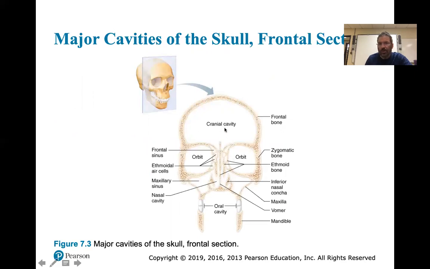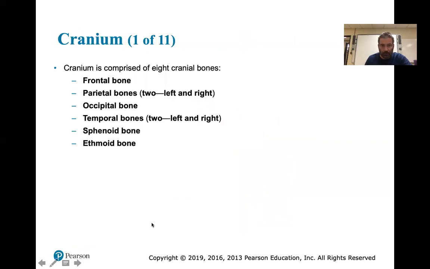So here's your cranial cavity, the orbit for the eye. You see these are bilateral, and your oral cavity. We're going to start learning all of these structures, or names of these components. The cranium is composed of 8 cranial bones. Luckily, we have some of these that I ordered for us, and they are all color coded.